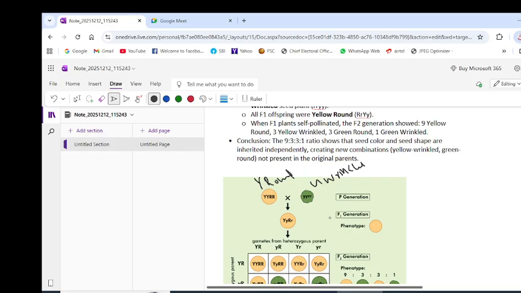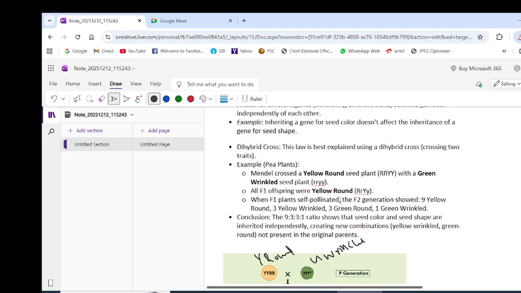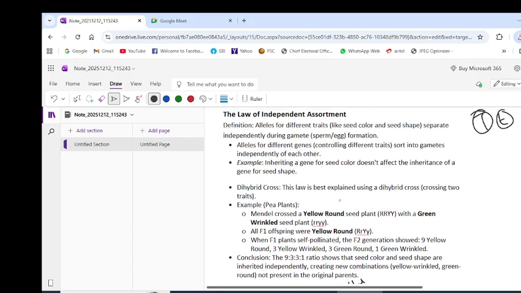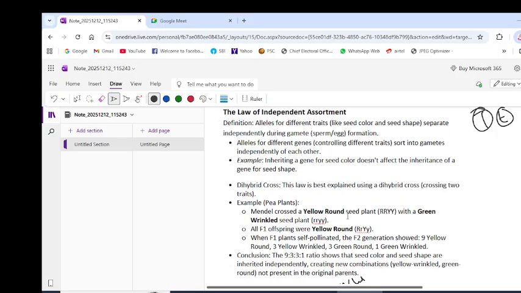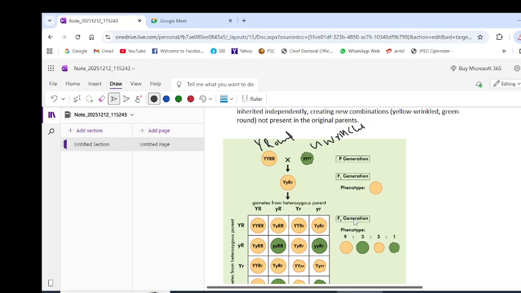Plants means the seed color. Here you can see the seed color. Mendel crossed seed plants with yellow round and green wrinkled seeds. So here yellow round is the result in the F1 generation.